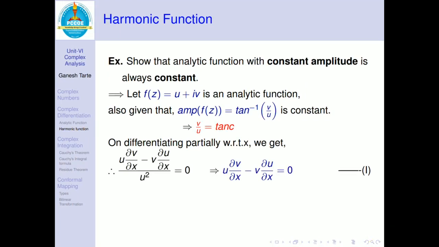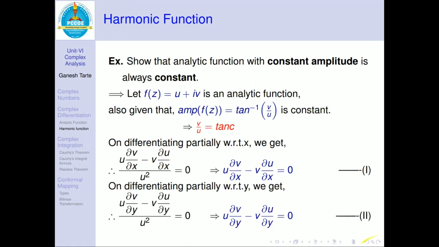So it is upon u square, u as it is, derivative of v with respect to x, minus v as it is, derivative of u with respect to x, equals 0, which implies that u into ∂v/∂x minus v into ∂u/∂x is equal to 0, equation number 1. On the same line, differentiating partially with respect to y, we get u into ∂v/∂y minus v into ∂u/∂y equals 0, equation 2nd.